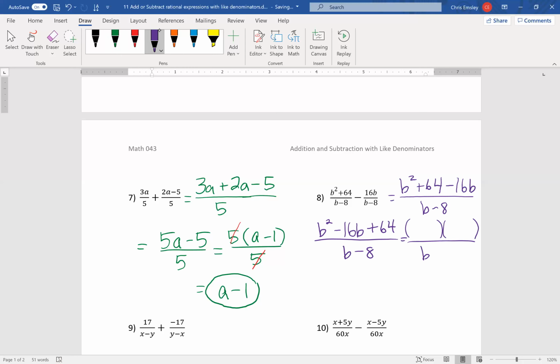Let's take a look. So b squared factors into b times b. 64 has many factors. The first one that pops into my head is 8 times 8, and it looks like that's going to work out for us because a negative 8 plus a negative 8 gives me that negative 16 in the middle, and negative 8 times negative 8 also gives me the 64 I need at the end. So there's our factorization. Then comes the fun part where you get to cancel, and our final answer here would be b minus 8.